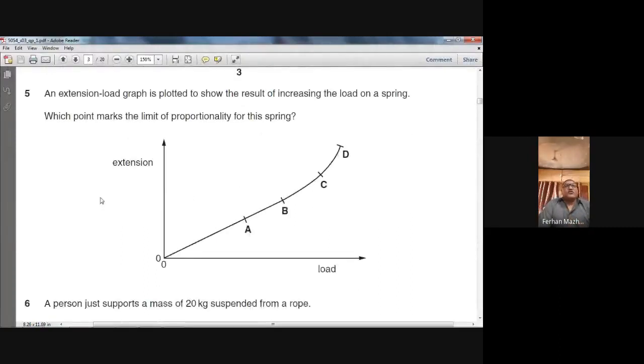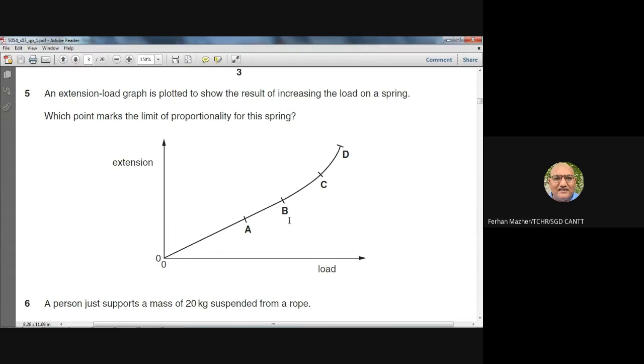Question number 5 on your screen, an extension load graph is plotted to show the result of increasing the load on a spring. Which point marks the limit of proportionality? The limit of proportionality is that point up to which the graph is a straight line, and after that point, the graph becomes a curve. So that point is known as the limit of proportionality.